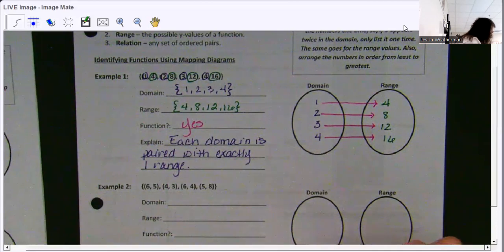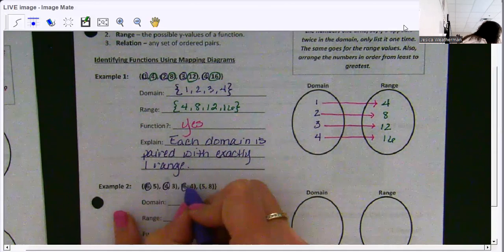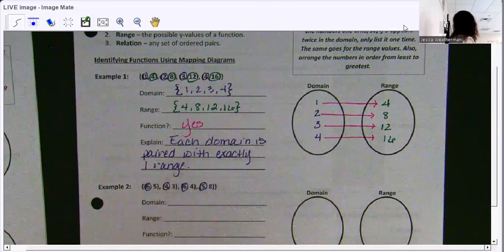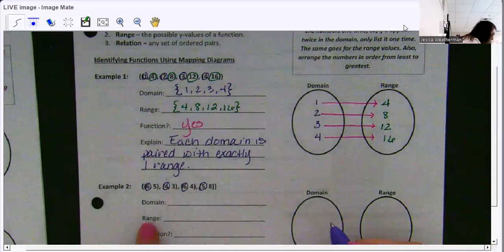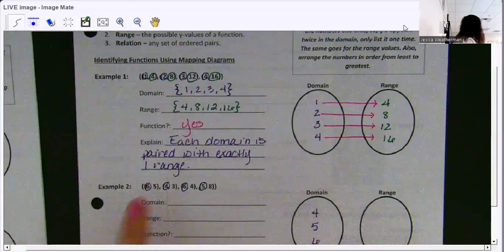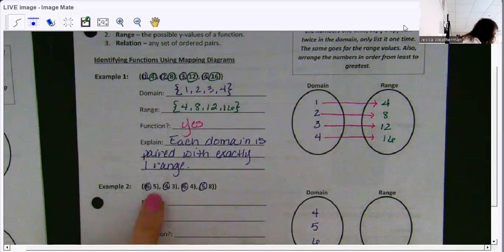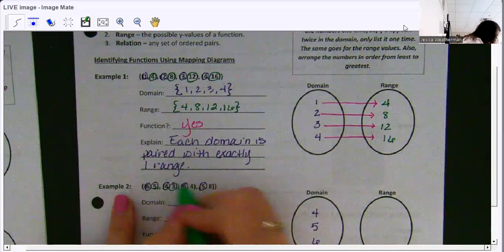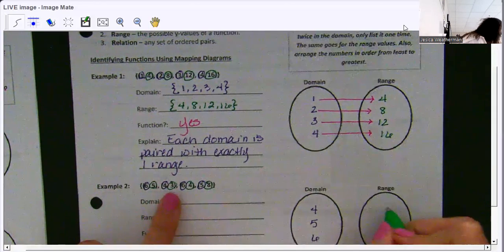Okay, so in this case, we have a 6, a 4, another 6, and a 5. You do not write the 6 twice. 2 rules. They have to go in order least to greatest, and you don't duplicate a number. So in this case, we're going to have 4, 5, and 6. And then in the range, we have 5, 3, 4, and 8. And we're going to put those in order. So we have 3, 4, 5, and 8.